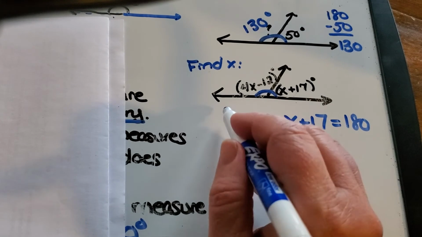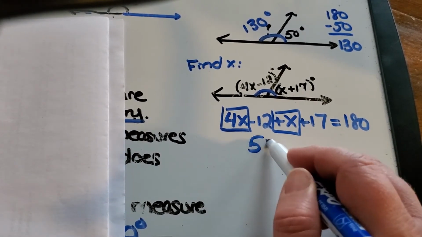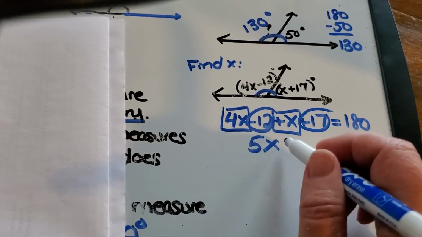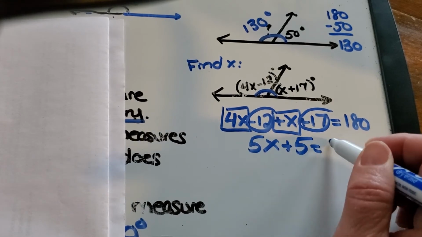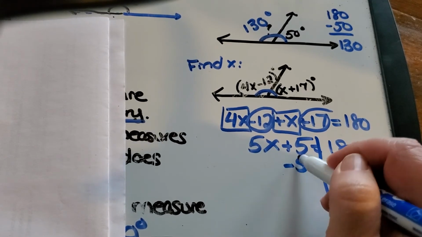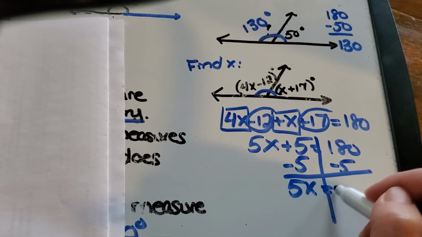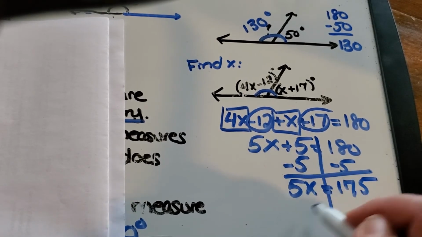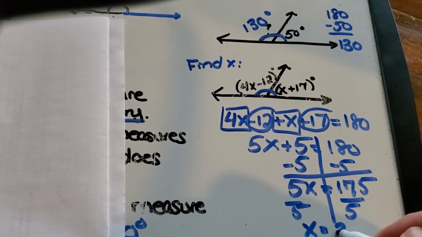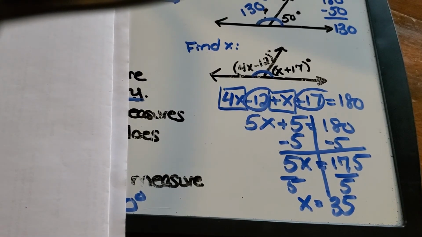We can combine our like terms. We have 4x plus a 1x, which is 5x. Remember, that's a negative 12 plus 17, so that's a positive 5 equals 180. Now I can get x alone by subtracting both sides by 5. And I get 5x equals 175. Divide both sides by 5. And x equals 35. Now for today, that's all you'll be asked to do with a problem like this.